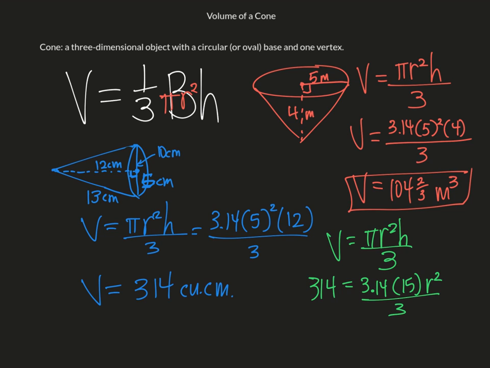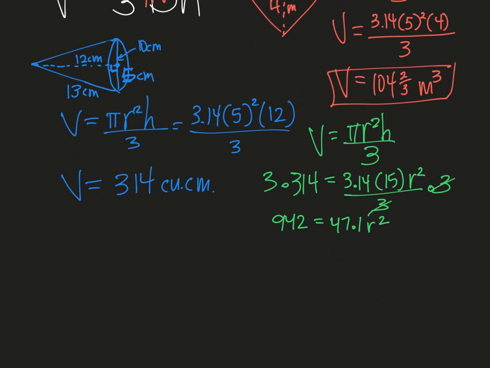divided by 3. Now one thing I can do is start by undoing the division by 3 by multiplying both sides by 3. And that equals 942. And I might as well do 3.14 times 15. So that's 47.1 r squared. So divide both sides by 47.1. And that comes out to be 20. Exactly, that's kind of nice. And that equals r squared.